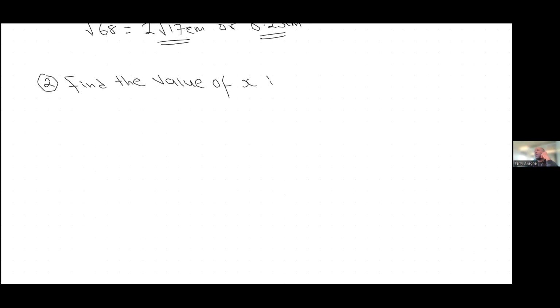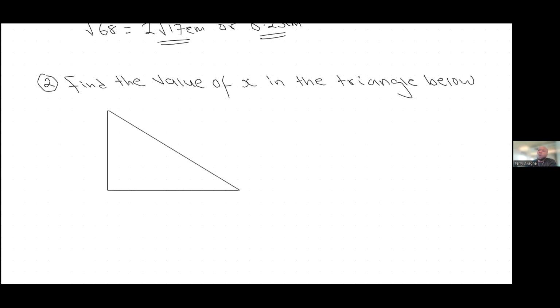They said find the value of x in the triangle below. So we have this, that, and then we have that. All right, so let's go. We have in the triangle, we're told here is 8 centimeter. We're told this is 5 centimeter, and this is what we're looking for, X centimeter.